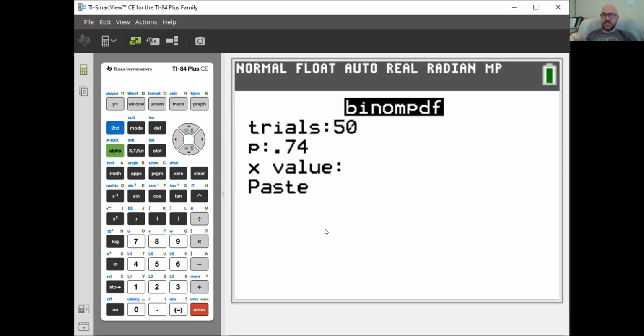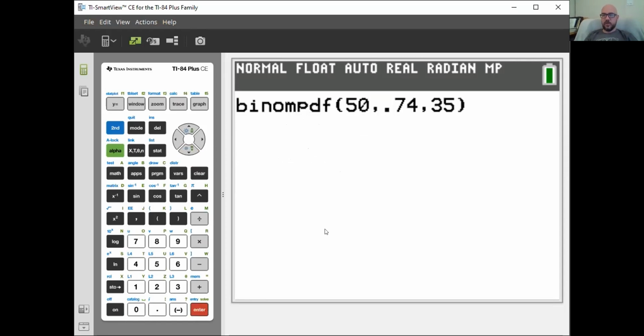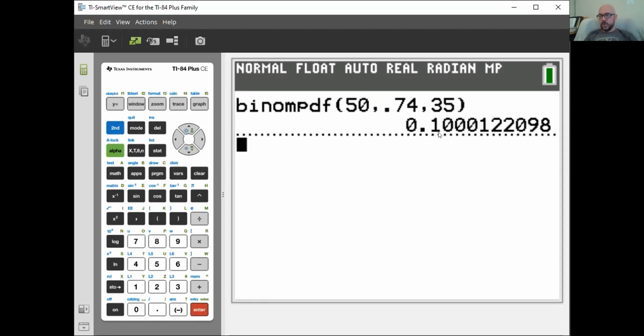And then the x value, that's the number that we're interested in finding the probability of him making, is exactly 35. So paste that in. And if you don't get that screen, you just type this into your calculator. You'll have binomial PDF, and then it'll put a parenthesis. And you just literally type in 50, 0.74, 35, close parenthesis. Enter. So almost exactly a 10% chance of making exactly 35 free throws in 50 attempts.